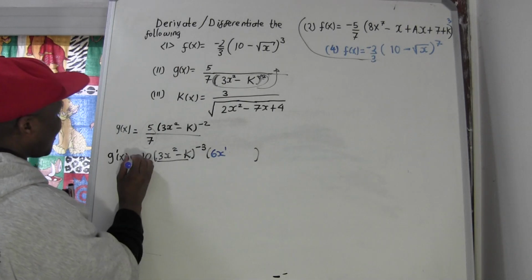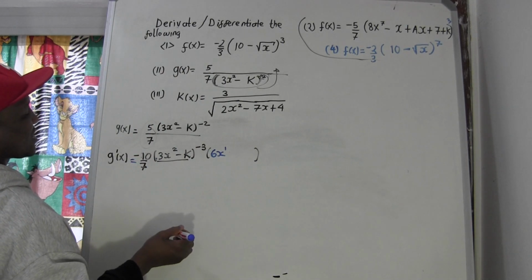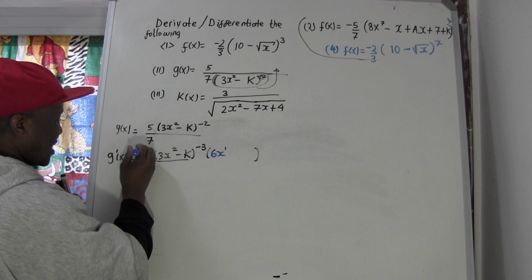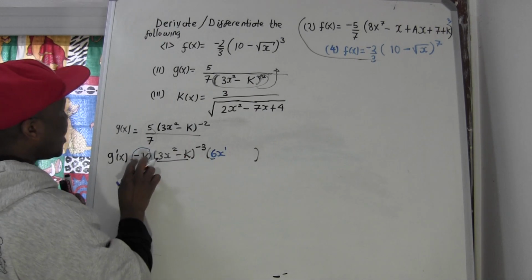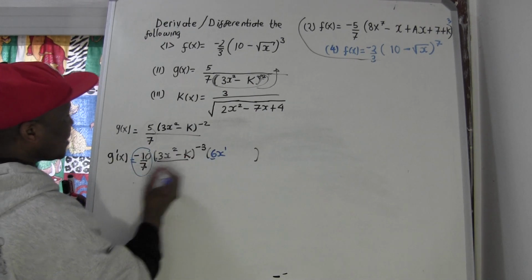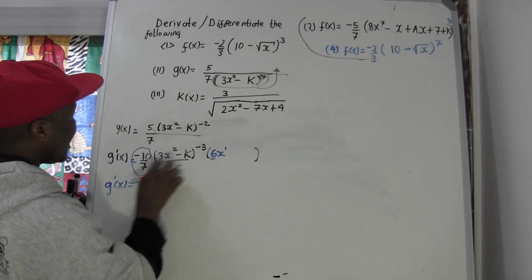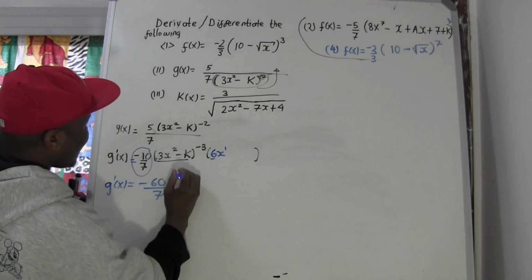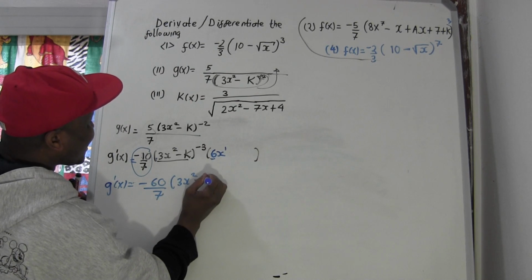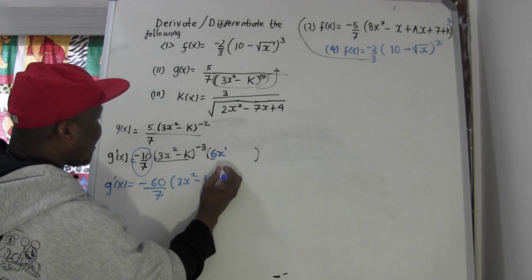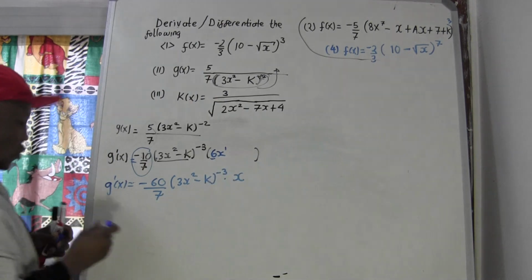Okay, so now we're done. After that, we can just put number and number together. So this times this number, so -10 times 6, -60. So g prime, -60, and then over this 7, and then write this 3x squared minus k, -3, and you'll have an x here. So just one more step.